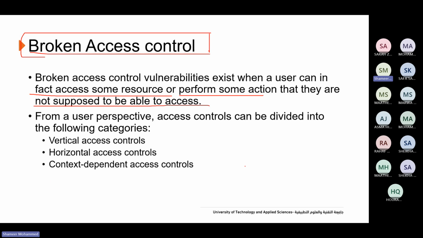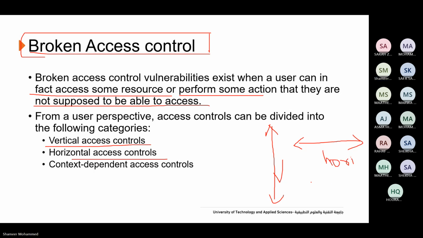These are divided into three categories. One is vertical access control. Vertical means in the form of top to bottom or bottom to top. This is vertical. Horizontal means like this. Number two, horizontal access control. Another one, the last one, is context dependent access control, which I will discuss later.